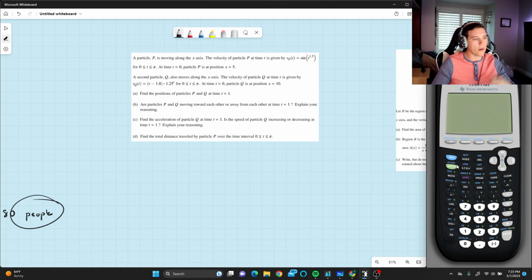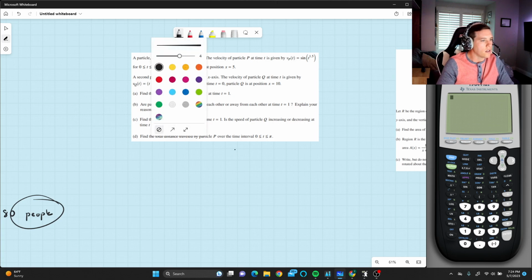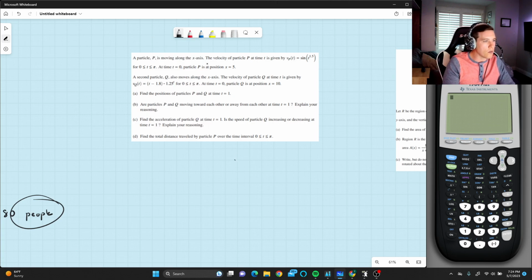So with things with motion, remember, they're going to start you with the velocity probably and ask you to find things like position, displacement, total distance, speeding up, slowing down, moving forwards, moving backwards. When does the particle come to a stop? Things like that. So let's see what this one asks me. So remember, read everything. Particle P is moving along the x-axis, so it's one-dimensional. The velocity is given by, there's my velocity, for only from 0 to pi. At time 0, the particle is at position 5. So there's my initial condition.